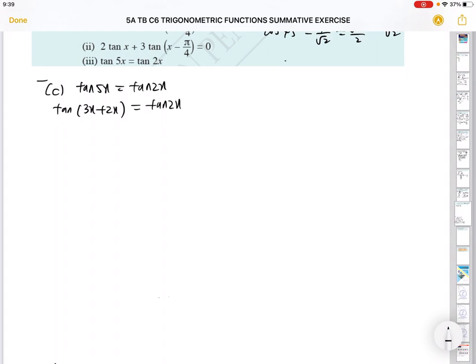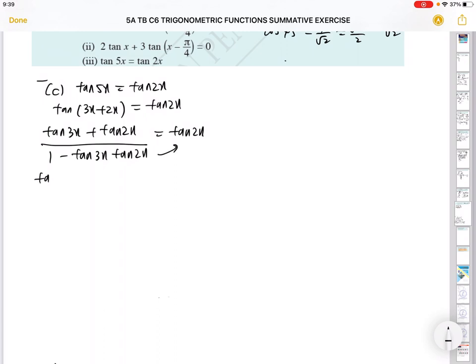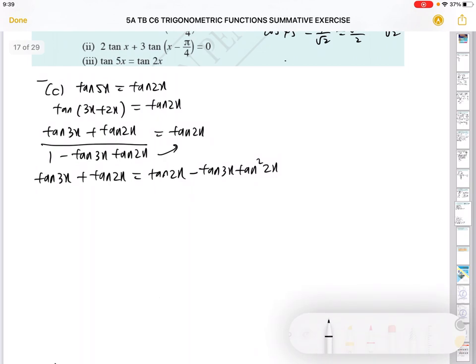You see that? Okay, look at this. Can we times the whole thing over? So when you times over this, tangent 3x plus tangent 2x equals tangent 2x minus 3, okay, wait, tangent 3x and the tangent square 2x. Now the good news is I can cancel these two, right? And I can bring this over to the left. So tangent 3x plus tangent 3x tangent square 2x is now 0.